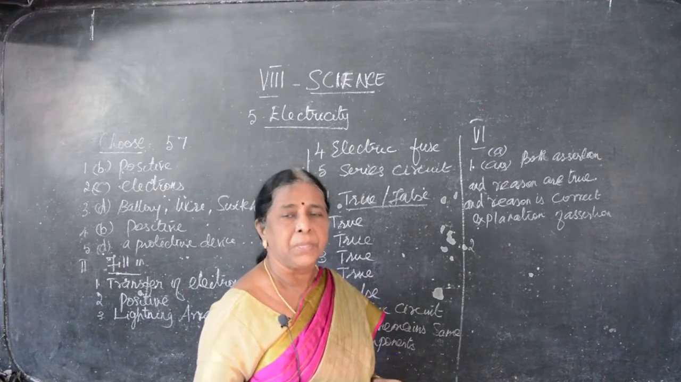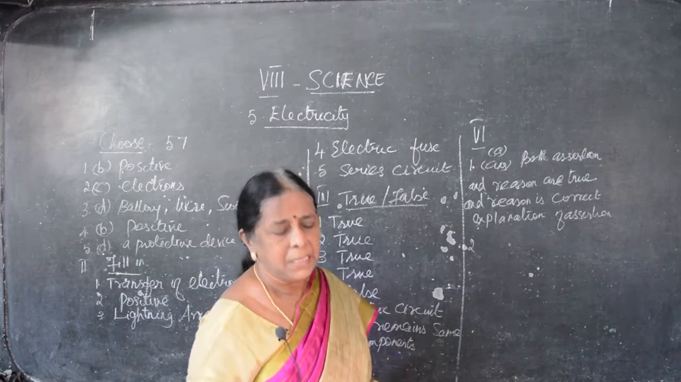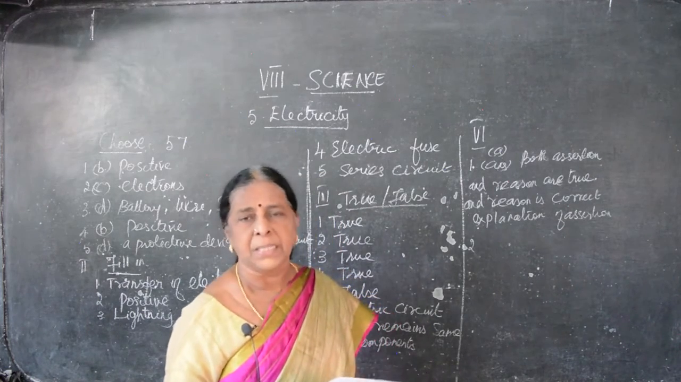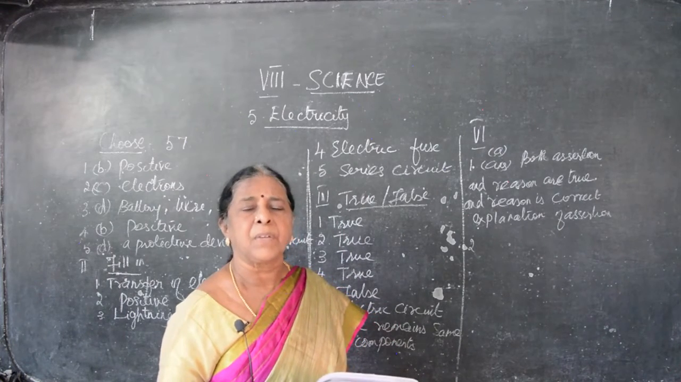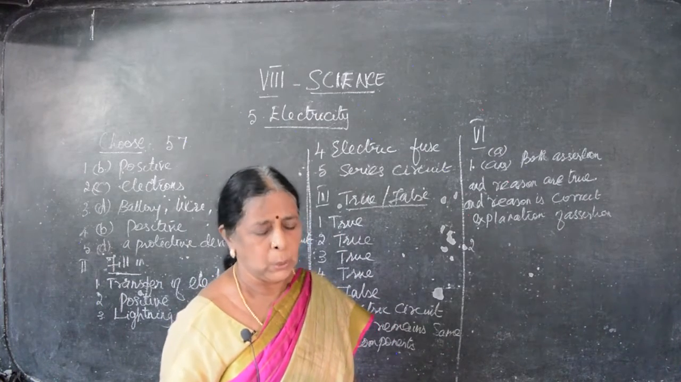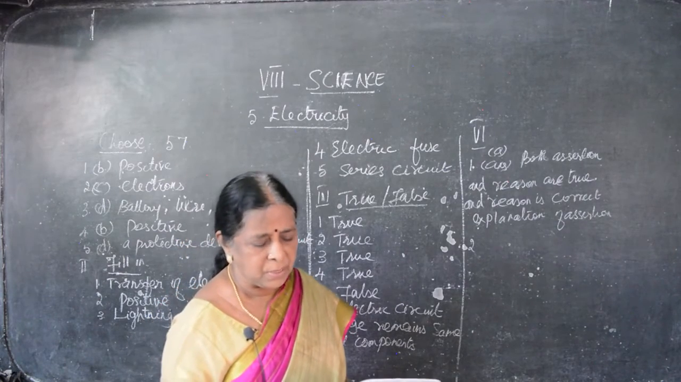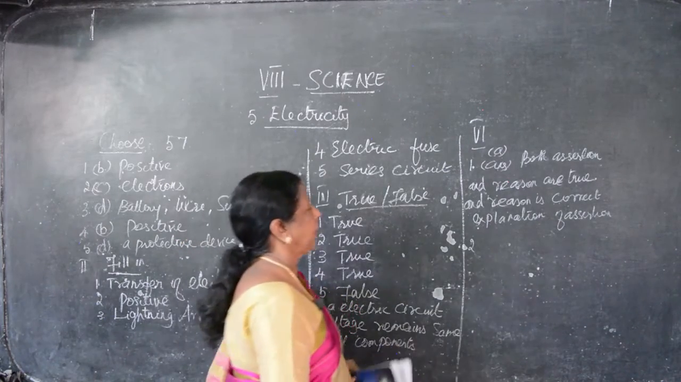During lightning or during raining, we should not stand under a tree. But reason, it will make you the target for lightning. That is true. If you are standing under the tree, if lightning falls on the tree, we have to collapse. So, answer D is the correct one. Assertion is false, but reason is true.